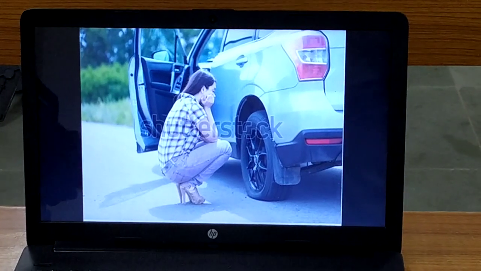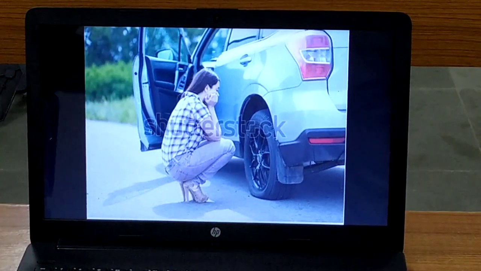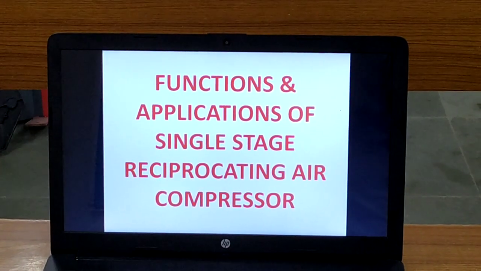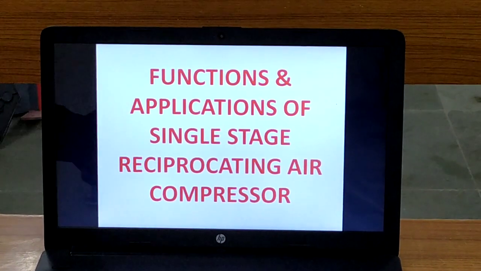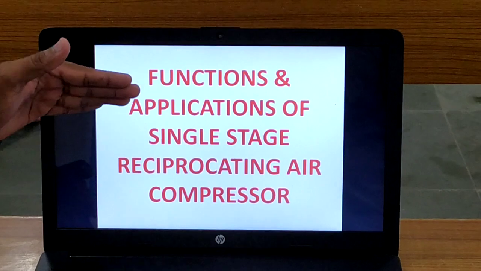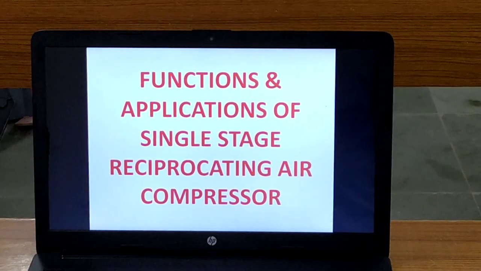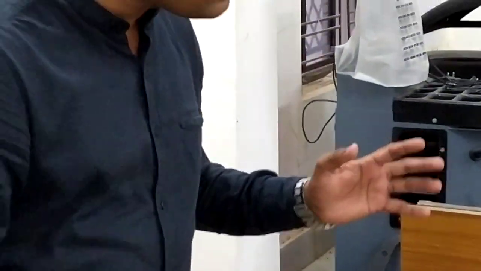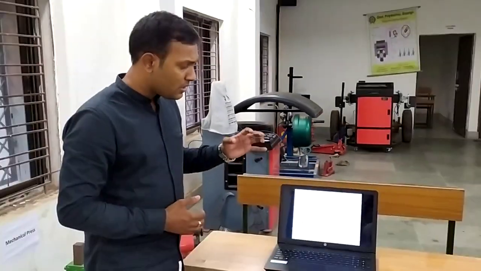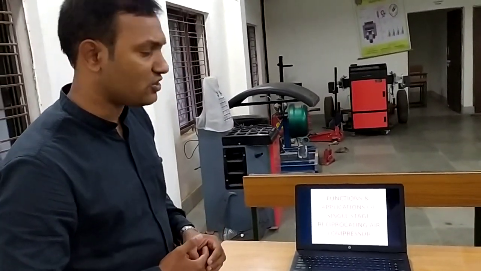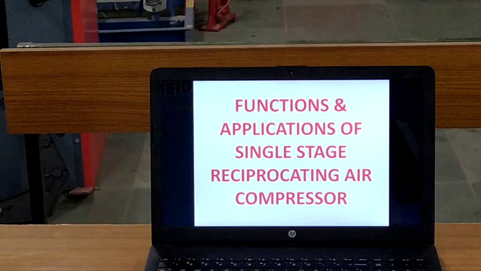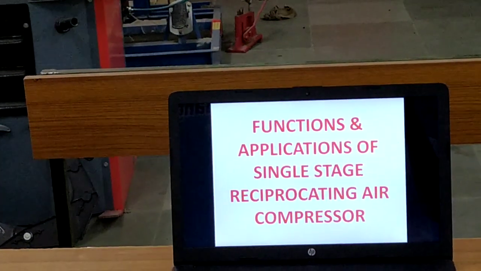Now let's go to the next slide. Today we will read about the functions and applications of a single stage reciprocating air compressor. You need an air compressor to inflate your road wheels. First you see what the functions and applications are. After the end of this topic, you will be able to know the functions and applications of an air compressor.